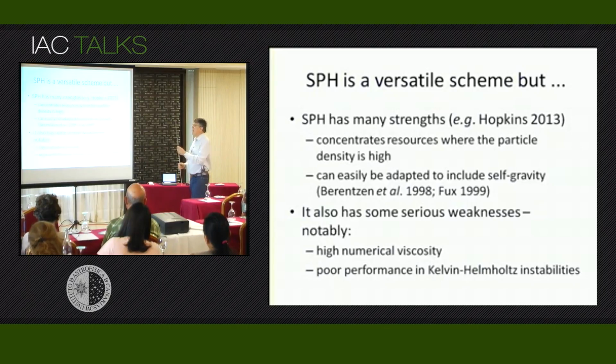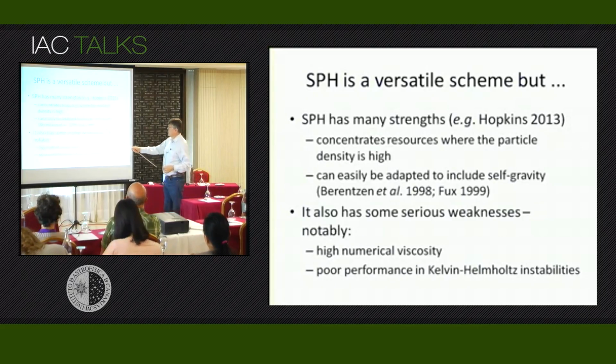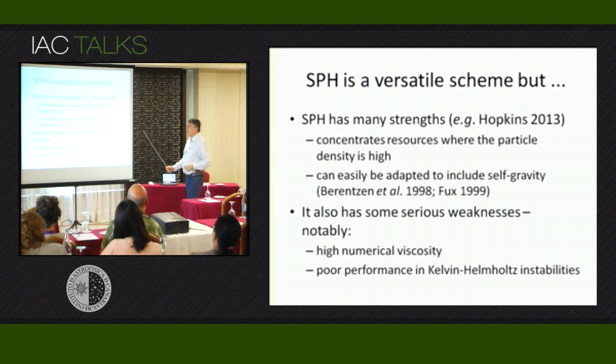And another big advantage, which has made it almost overwhelmingly popular, is that you can include self-gravity of the particles, which is more difficult to do if you're using a grid scheme. You can include self-gravity through some kind of direct method, tree codes or whatever, very easily, because you've already got the positions of all the particles. So you can make the gas self-gravitating, combine it with stars in a rather simple way. And this was first done by Berendsen, I believe, and Fuchs.